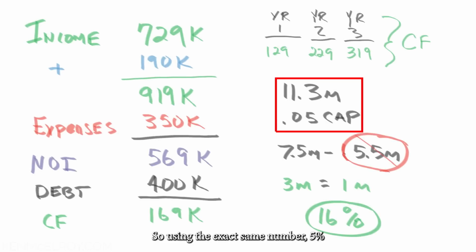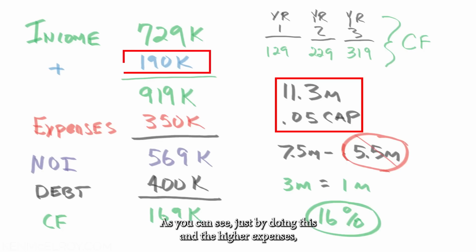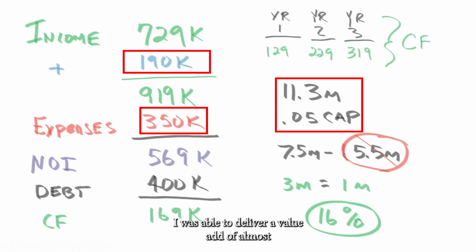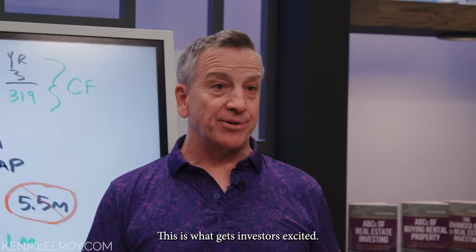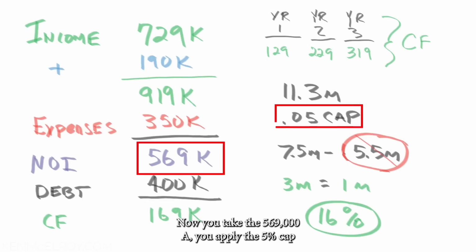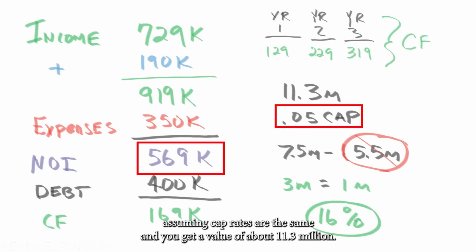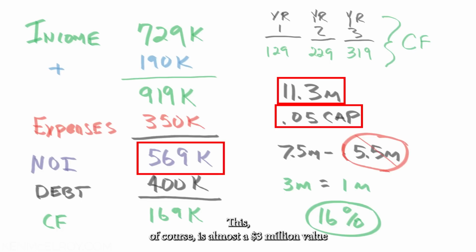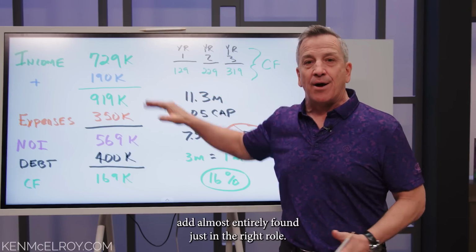So using the exact same numbers, a 5% cap rate brings the value now to $11.3 million. As you can see, just by doing this, even with higher expenses, I was able to deliver a value add of almost $3 million from the original purchase price. This is what gets investors excited. Now you take the $569,000 NOI, you apply the 5% cap, assuming cap rates are the same, and you get a value of about $11.3 million. This, of course, is almost a $3 million value add, almost entirely found just in the rent roll.